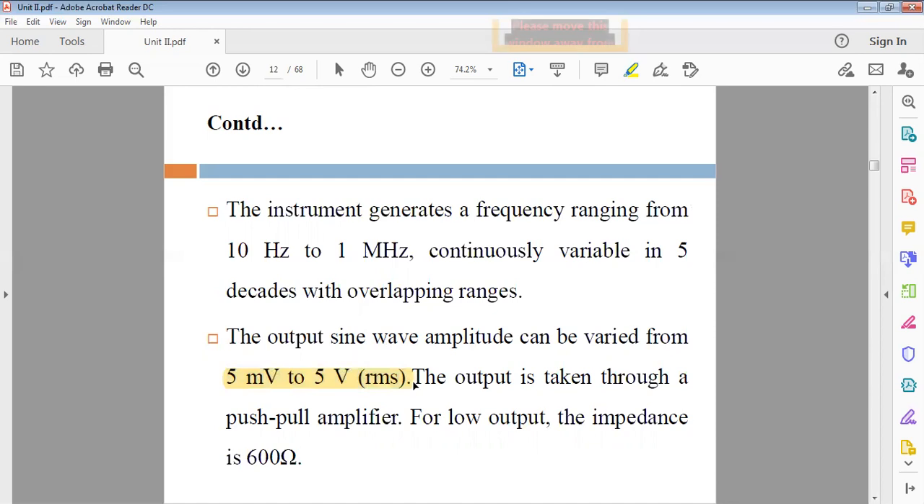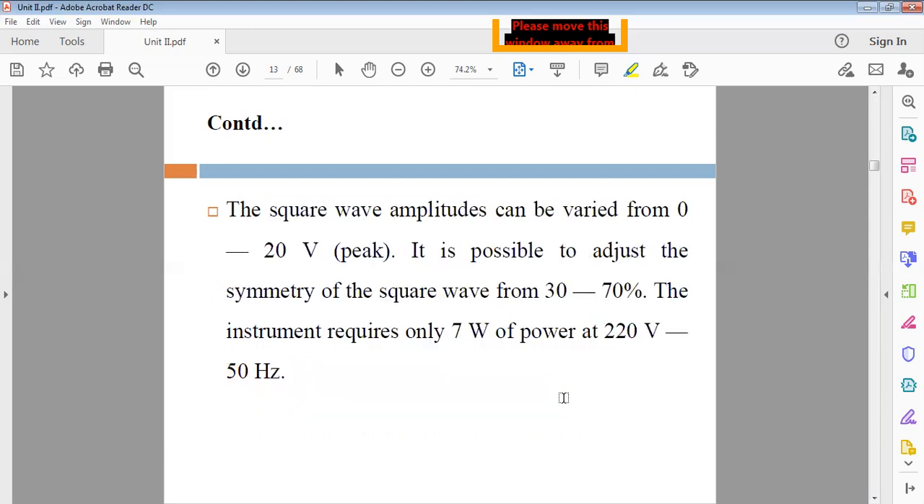We can vary the amplitude of the sine wave from 5 millivolts to 5 volts RMS. The output is taken through a push pull amplifier. For producing low output, we are using an impedance of 600 ohms.